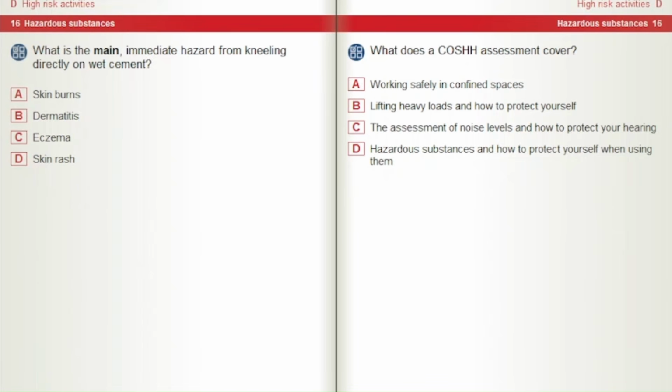What does a COSHH assessment cover? Working safely in confined spaces, lifting heavy loads and how to protect yourself, the assessment of noise levels and how to protect your hearing, hazardous substances and how to protect yourself when using them.